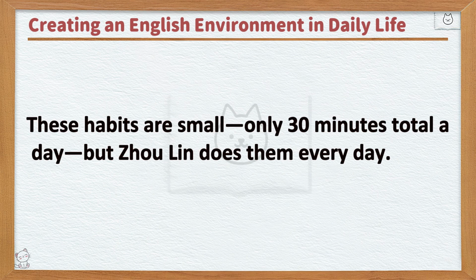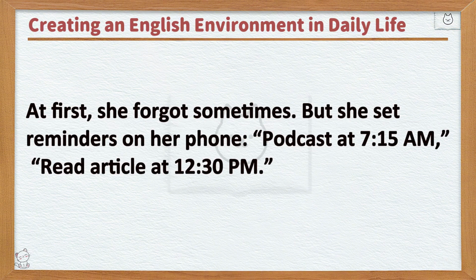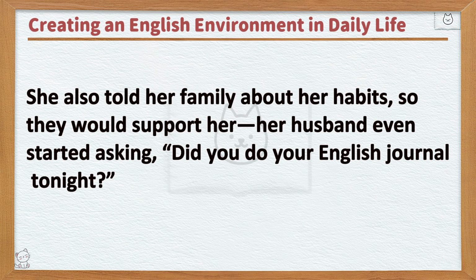These habits are small, only 30 minutes total a day, but Jolyn does them every day. At first, she forgot sometimes, but she set reminders on her phone. Podcast at 7:15 a.m. Read article at 12:30 p.m. She also told her family about her habits, so they would support her. Her husband even started asking, "Did you do your English journal tonight?"